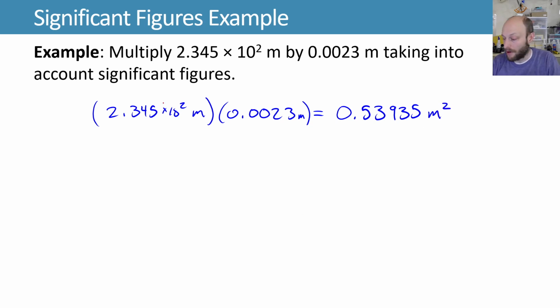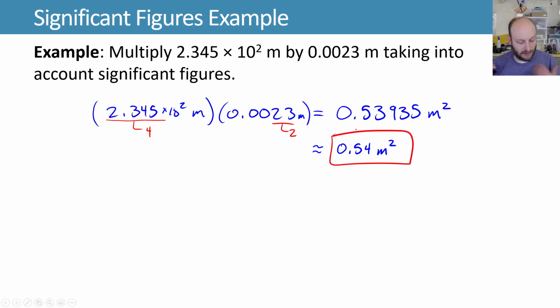So now, what are the digits? Well, here we have 4 significant digits. Here we have 2 significant digits. These are all leading zeros that just tell us how small our number is. And so we round to the least number here, which gives us approximately 0.54 square meters. So that's the calculation and then rounded to the correct number of significant figures.